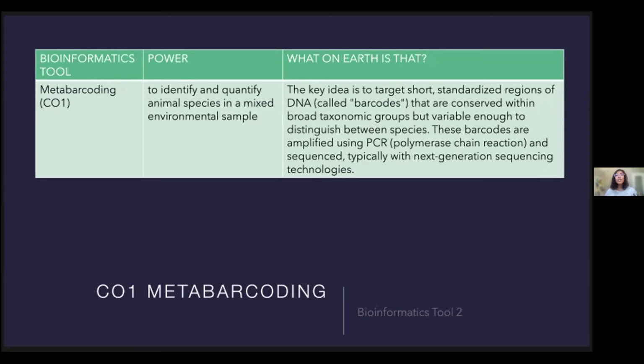These markers are also conserved within broad taxonomic groups. So unlike 16S, which only focuses on the bacteria and archaea, CO1 tends to give you eukaryotes. So you're likely to see many more animals of a species in there. And we usually tend to amplify them using PCR, followed by Illumina sequencing.